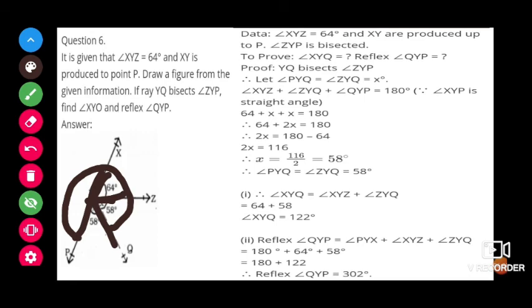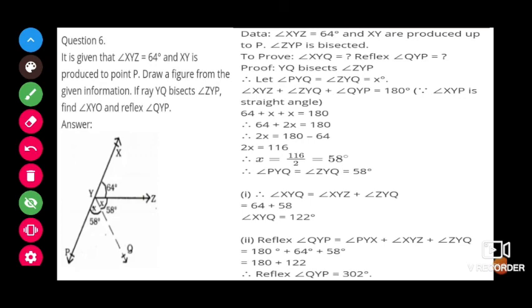So if we add these three angles, then we will get the entire angle. What are those? First, the straight line 180, plus 64, plus 58. We will add, and we will get 302 degrees, which is the required angle for us.